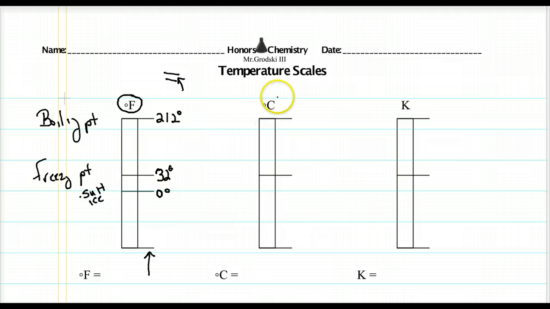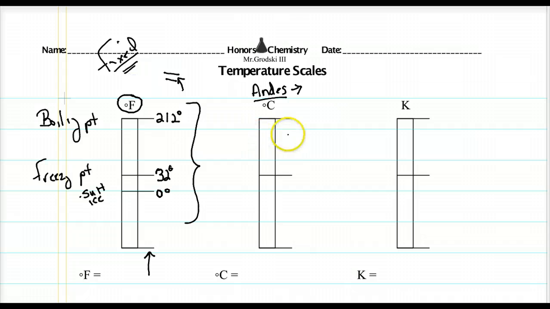Okay. Now Celsius, Andy Celsius. This guy was a Swedish man who was a physicist, an astronomer, all different things. But he grabbed a hold of this concept of fixed points. And that's what started fixed points to make a thermometer. But he didn't like this arbitrary 32 to 212, 180 scale that Daniel Fahrenheit was using. So what he did was he made things simpler.